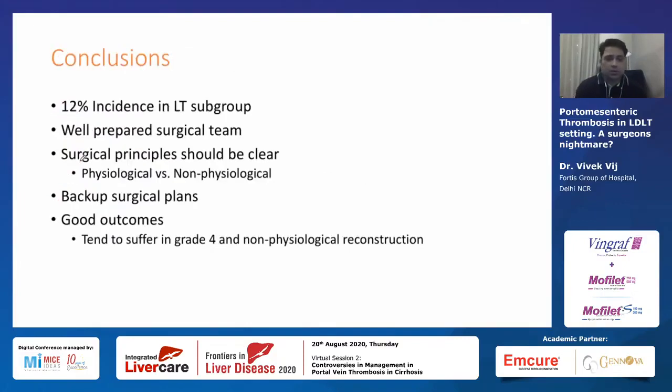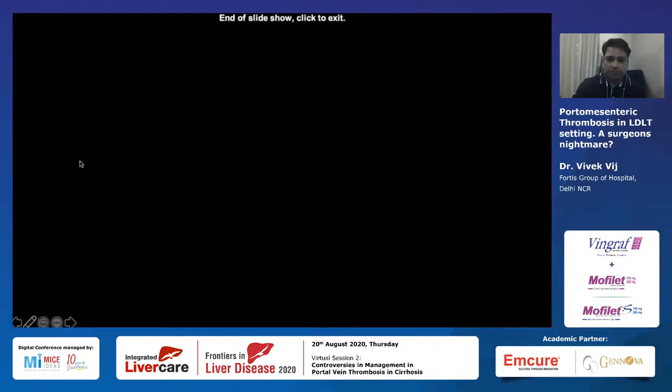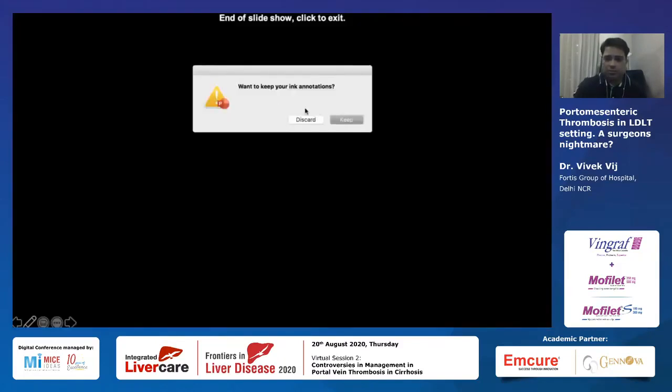So to conclude, 12% incidence of portal vein thrombosis, all groups. A well-prepared surgical team is actually very important for generating good outcomes. Surgical principles should be very clear: physiological, non-physiological mapping. Backup of surgical plans should always be there, and good outcomes are there for portal vein thrombosis once we are very well prepared for handling the situation. Thank you so much.